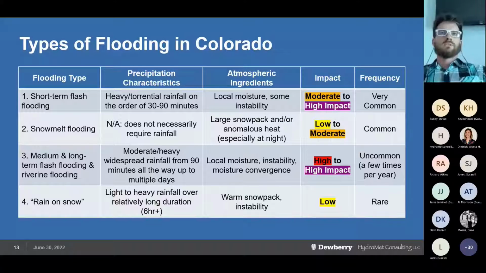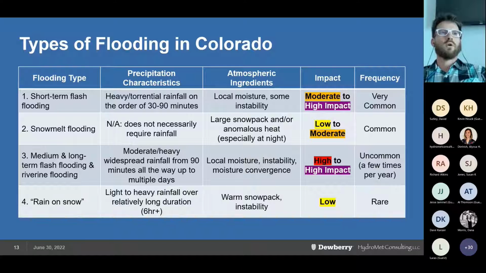So I guess just to summarize what we deal with over the course of a season, we try to separate it into four types of flooding events. And they're ranked here in terms of their frequency. Number one is very common and number four is rare. But they all have different impacts, and obviously there's a lot of variance in the impact for any given event. But let's start with number one.